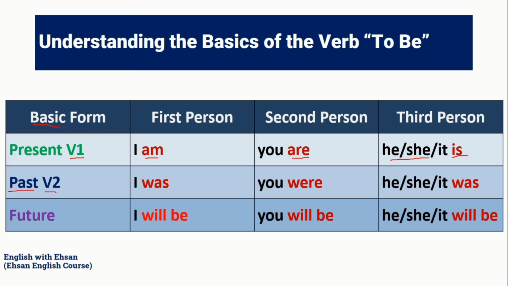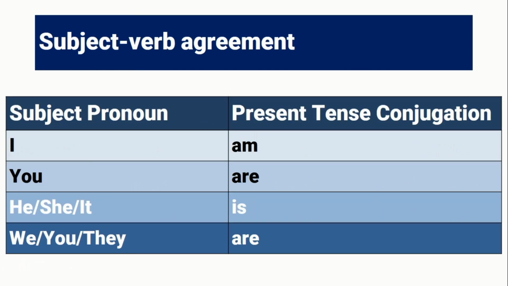And we have V2, or the past. In the past tense we use was and were. Was we use for I, the first person, and were for you, and for he, she, it, we use was in the past. In the future tense we have I will be, you will be, like this, he, she, it will be.